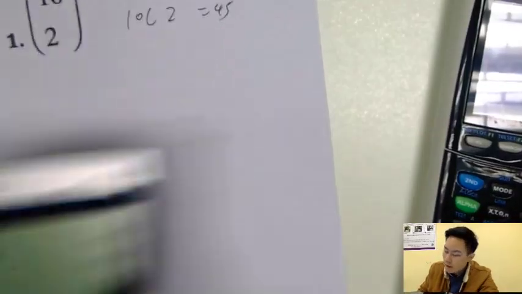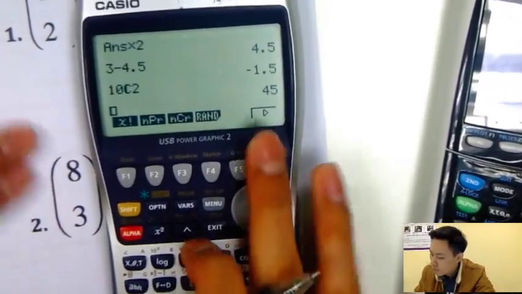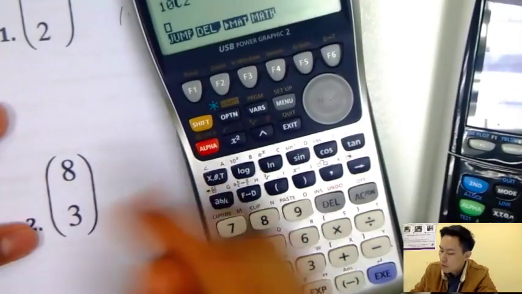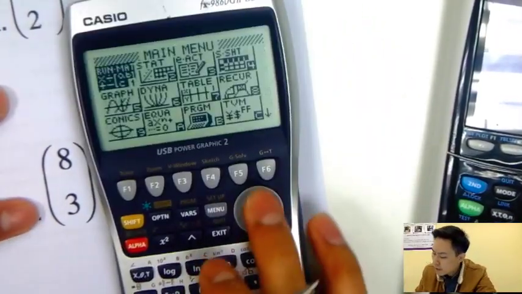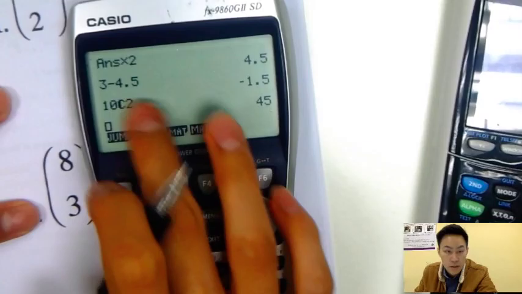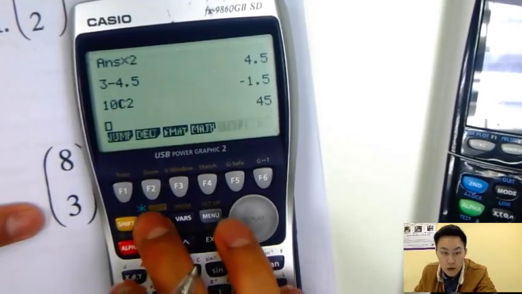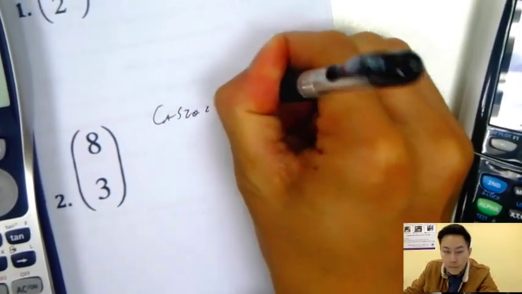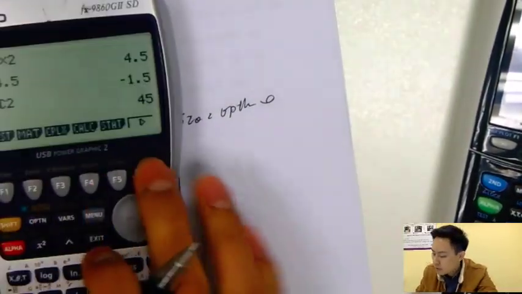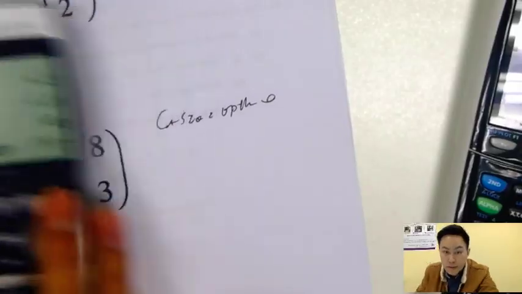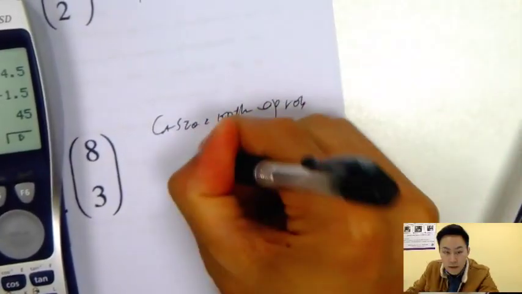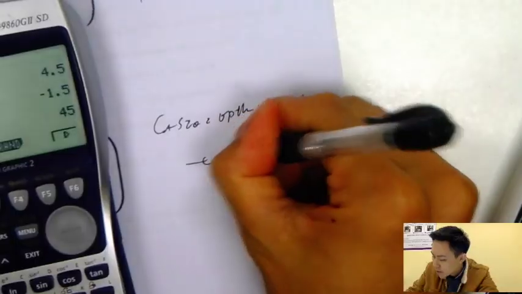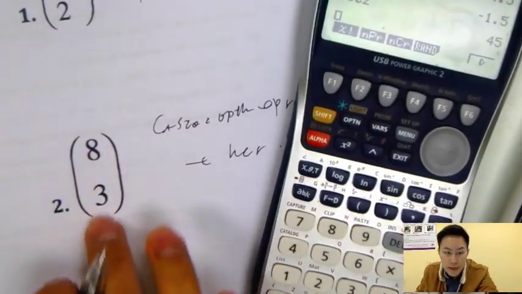So let's do one more for 8.3. Same thing. For Casio, you just go to menu, go to the calculator mode and then go to option. Then option again, and then you go to probability. You see nCr, and then just type in the numbers.